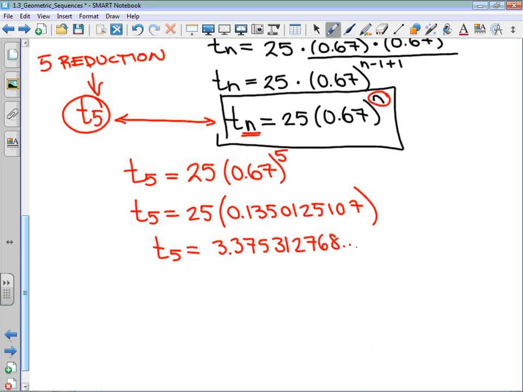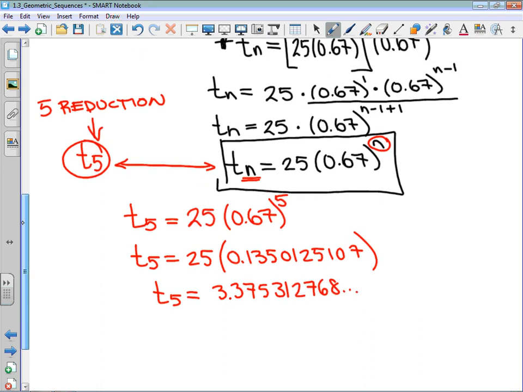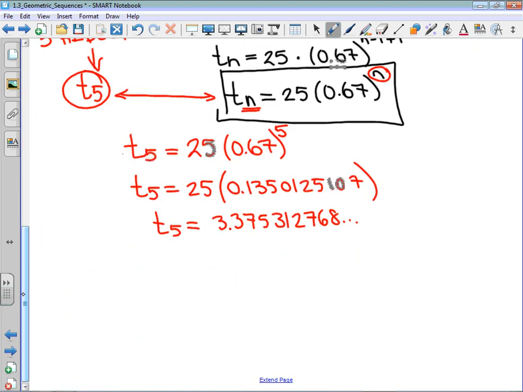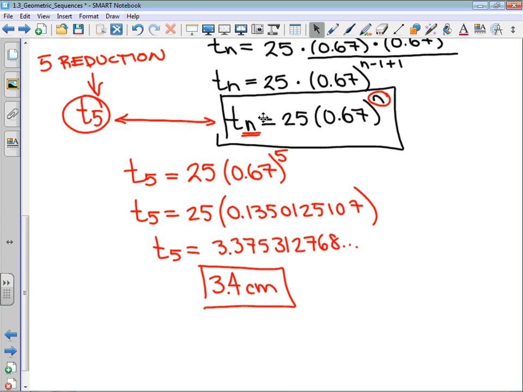Sorry, I have to scroll up. It asks, express your answer to the nearest 1/10 of a centimeter. So we're going to say 3.4 centimeters. All right, not too bad of a question. It definitely gets a little bit trickier when we have to try to figure out what n is. This is the more direct approach where we're trying to find out a specific term in a geometric sequence.